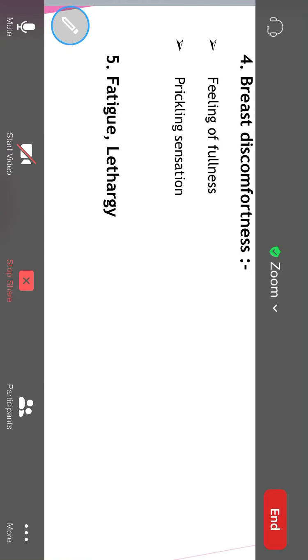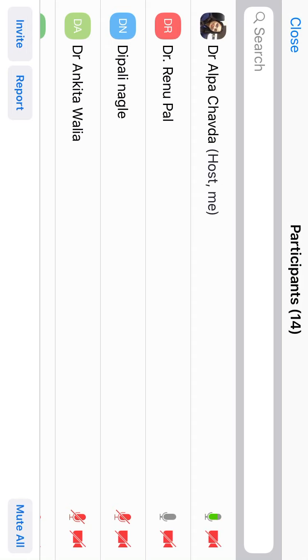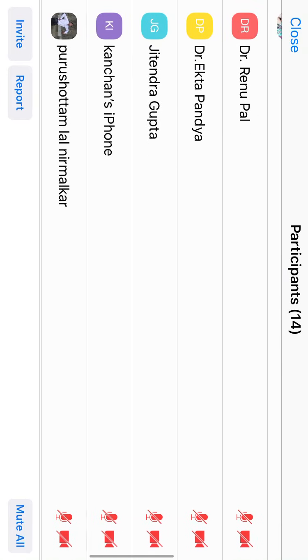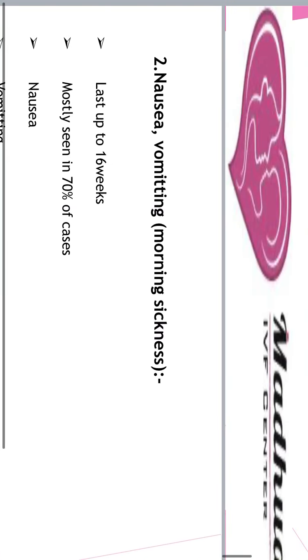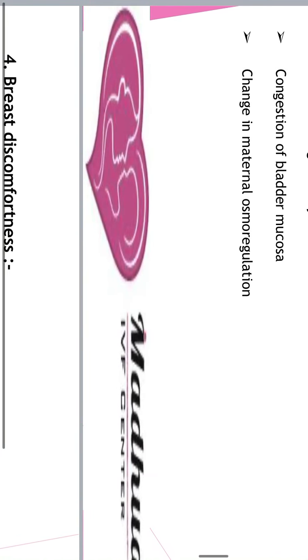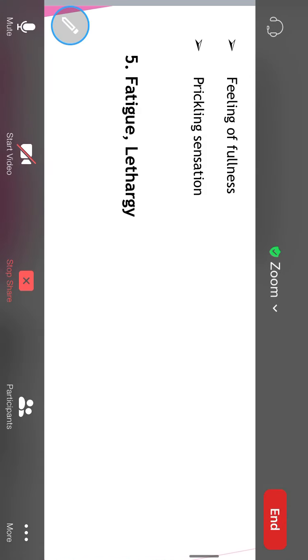There is fatigue and lethargy. Patient may feel fatigue and lethargy. So all these symptoms are present in the first trimester. Dr. Renu, do you want to ask a question? Patient feels fatigue and lethargy. So these are the common presentations we see in the first trimester: amenorrhea, morning sickness, polyuria, breast discomfort, fatigue and lethargy.